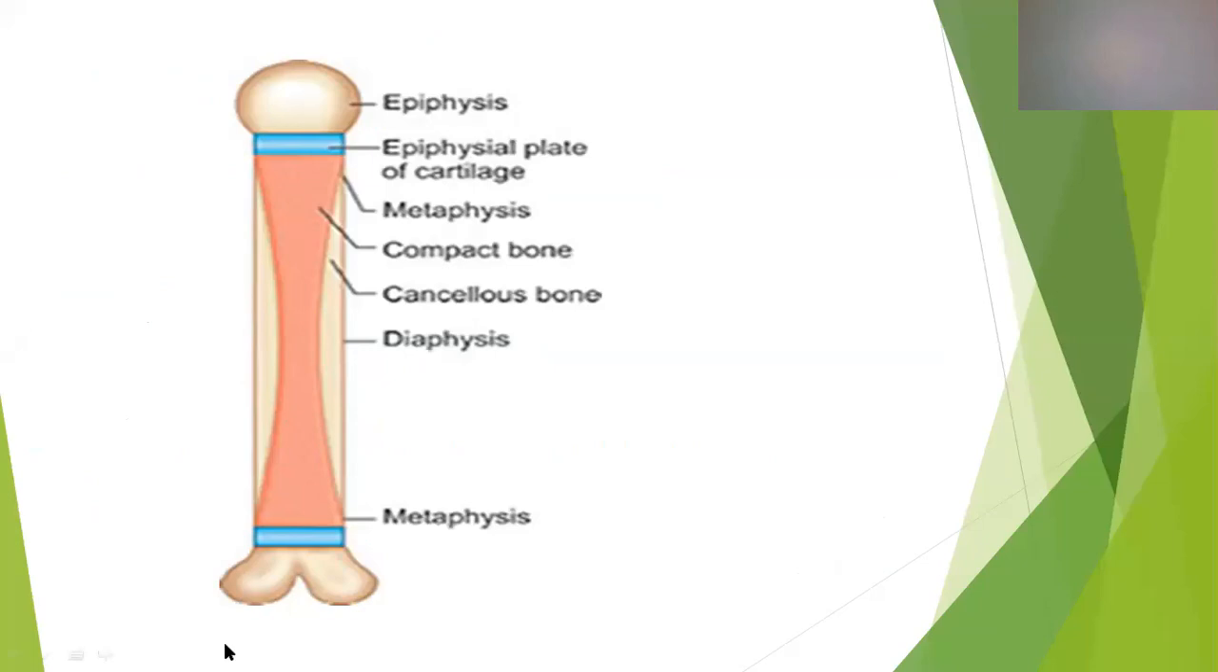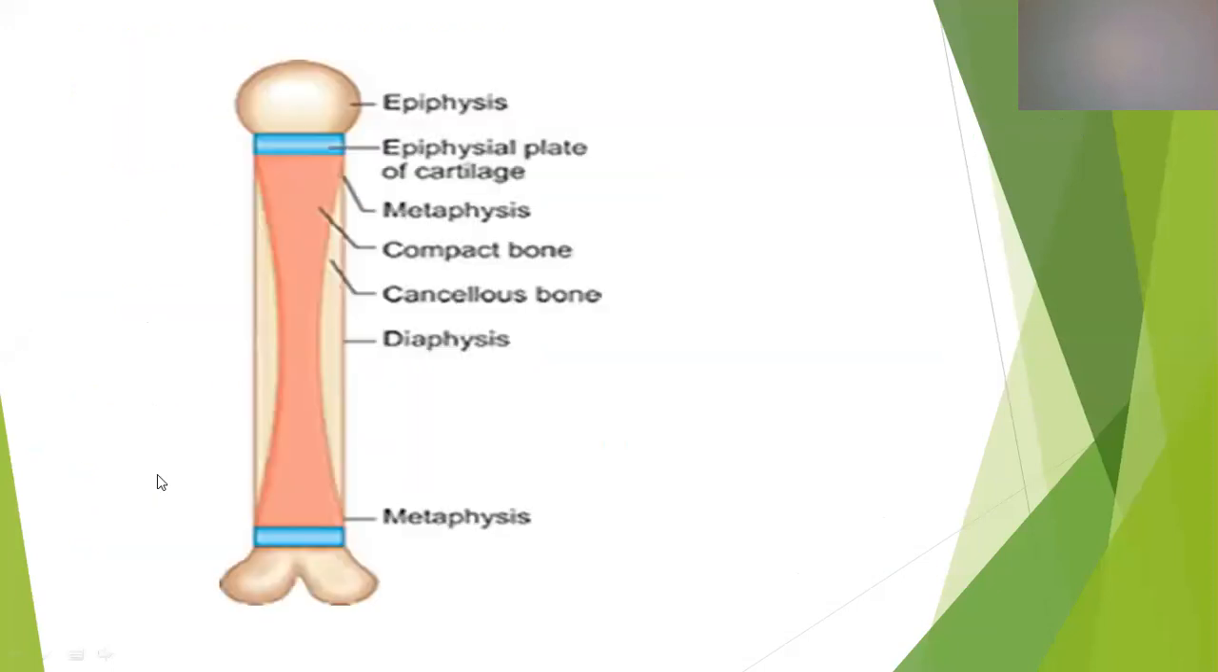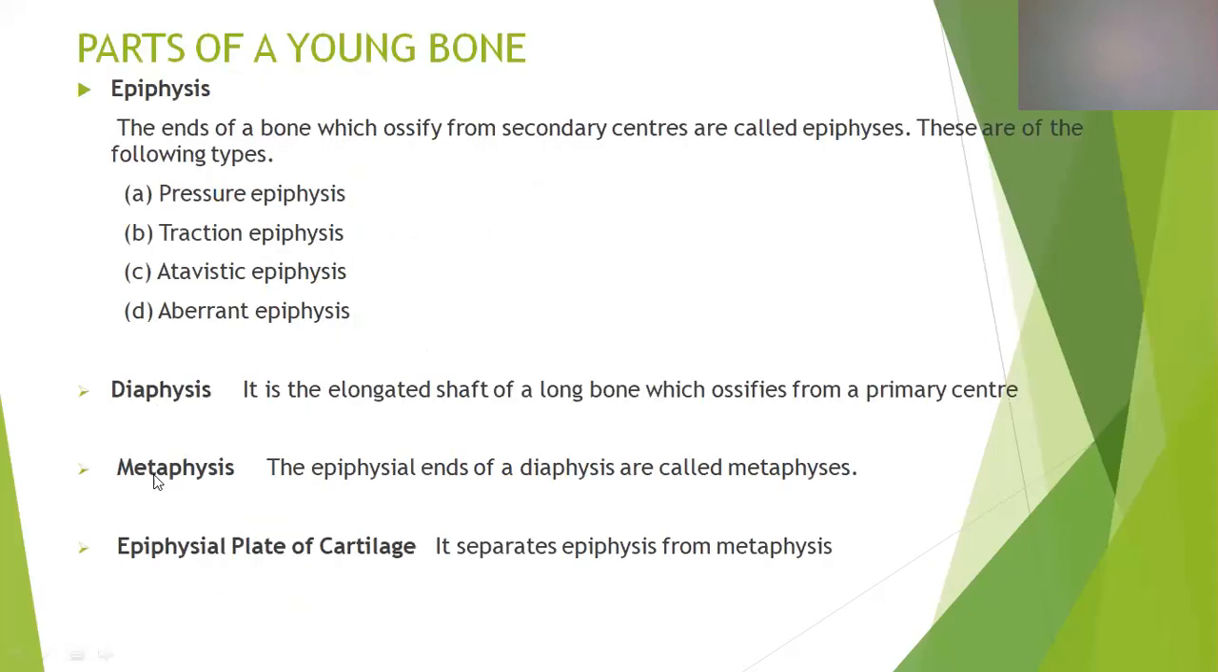It has two ends, or two epiphyses. Then a cylindrical part, that one is a diaphysis. So it has epiphyses, diaphysis, and two metaphyses. Metaphysis means these ends of the diaphysis. See this area of the diaphysis, it is a metaphysis. So two metaphyses are there.